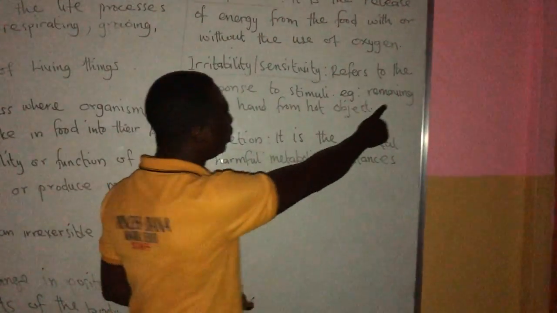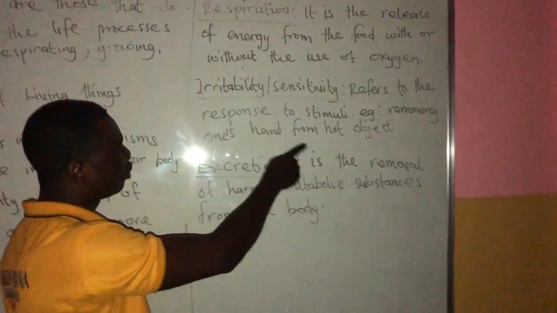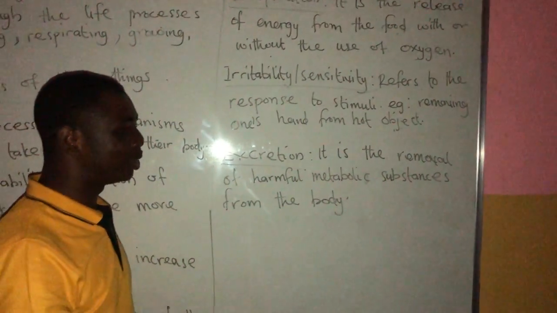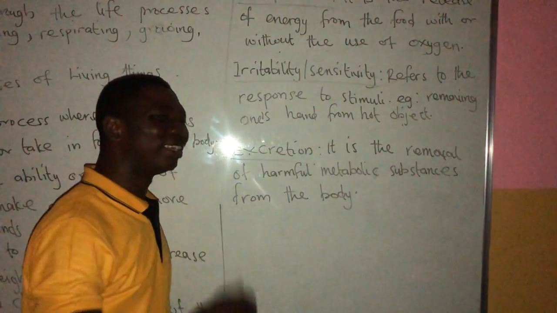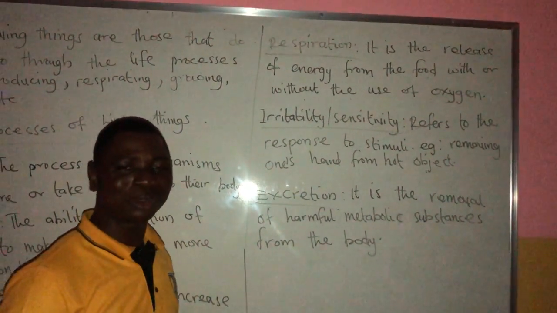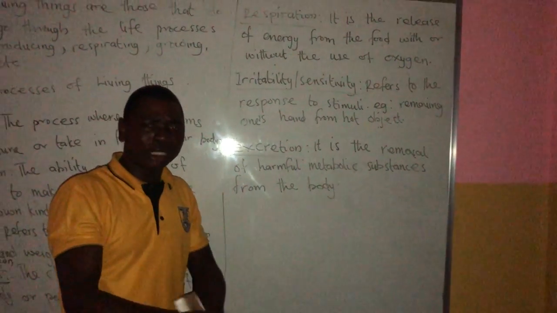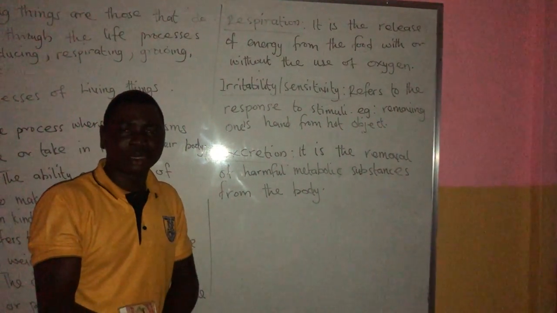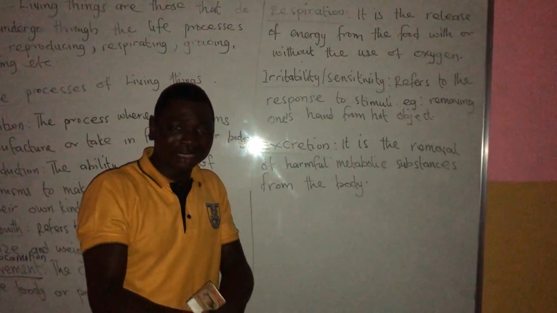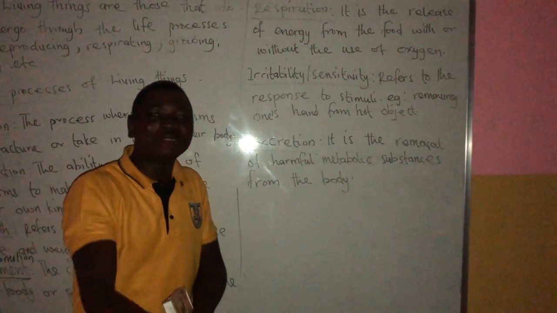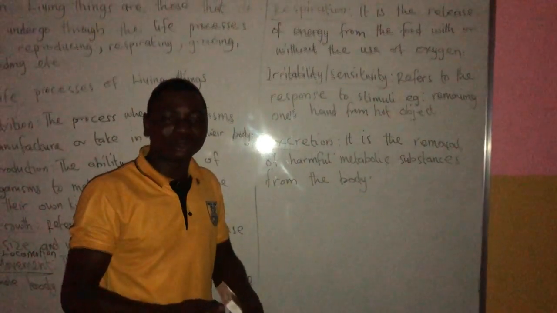So for example, removing one's hand from a hot object. When it is cold water, you put your hand in, but when it's a hot object, you remove your hand immediately. Why? Because you are sensitive. Your body is sensitive, it's working. But when that place is dead, when you put it in, you don't feel anything. You don't feel any heat.